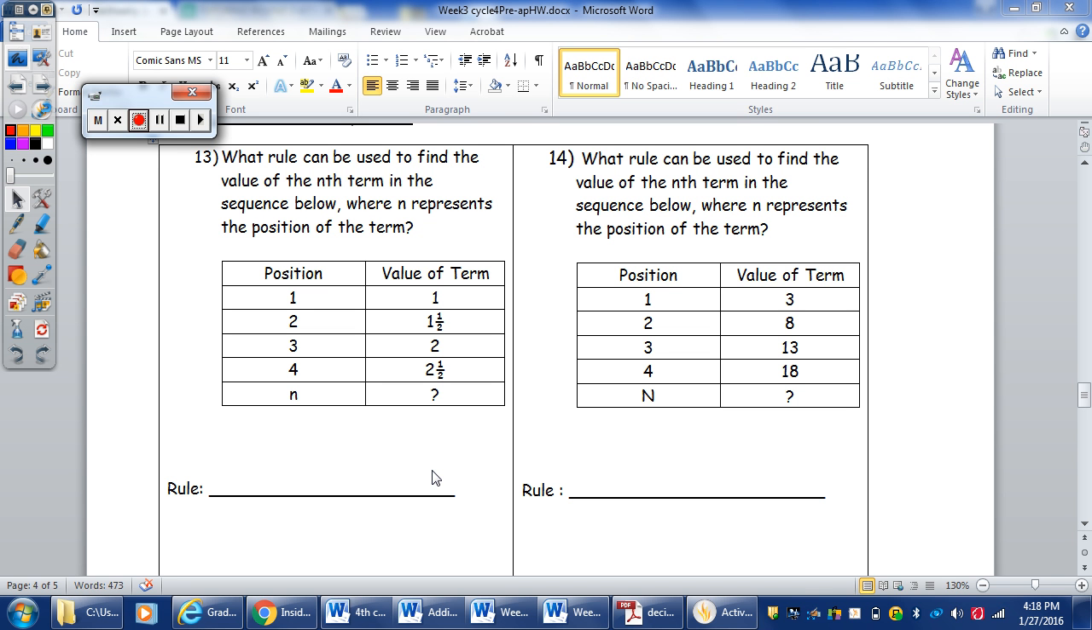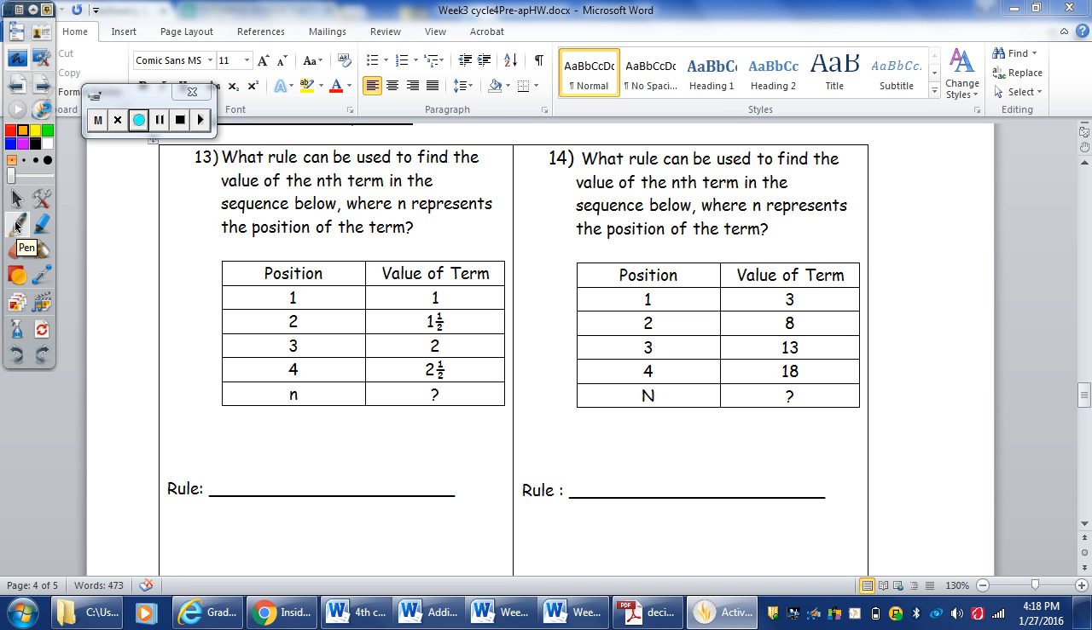Alright, so we finally made it to Thursday night, and I'm going to do question number 13, and you're going to do the rest on your own. We're down to sequences now. It says, what rule can be used to find the value of the nth term in the sequence below, where n represents the position of the term?